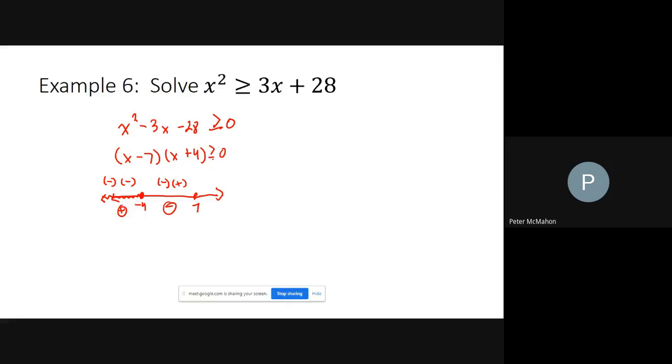Say 8 is in this region. We have positive, positive, positive. So we have this region over here. So our solution is x is less than or equal to negative 4, or x is greater than or equal to 7.